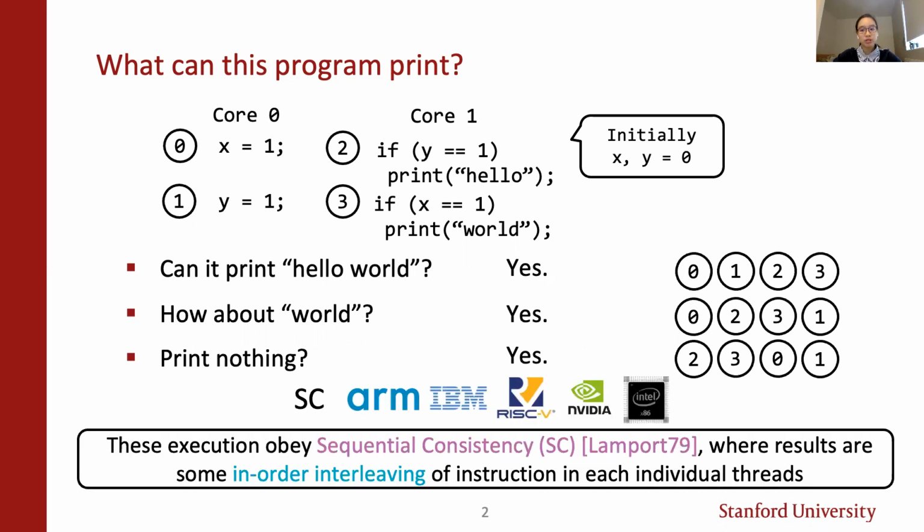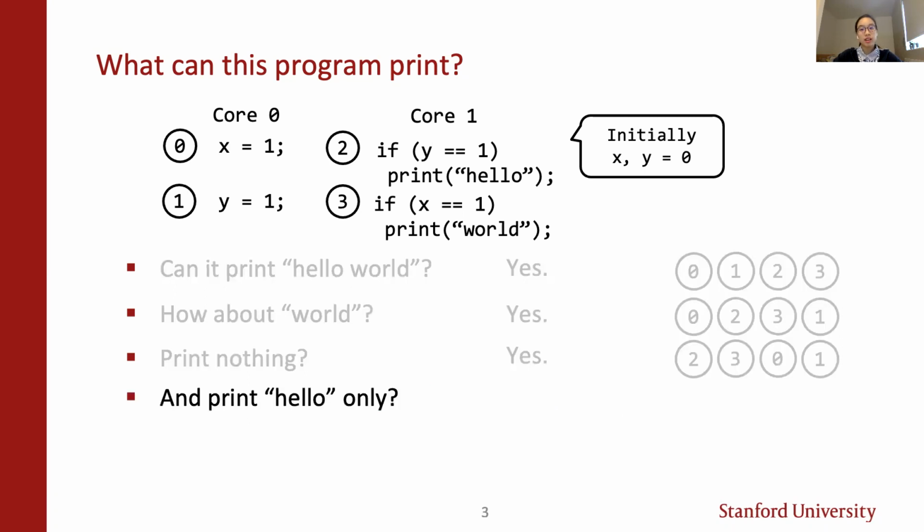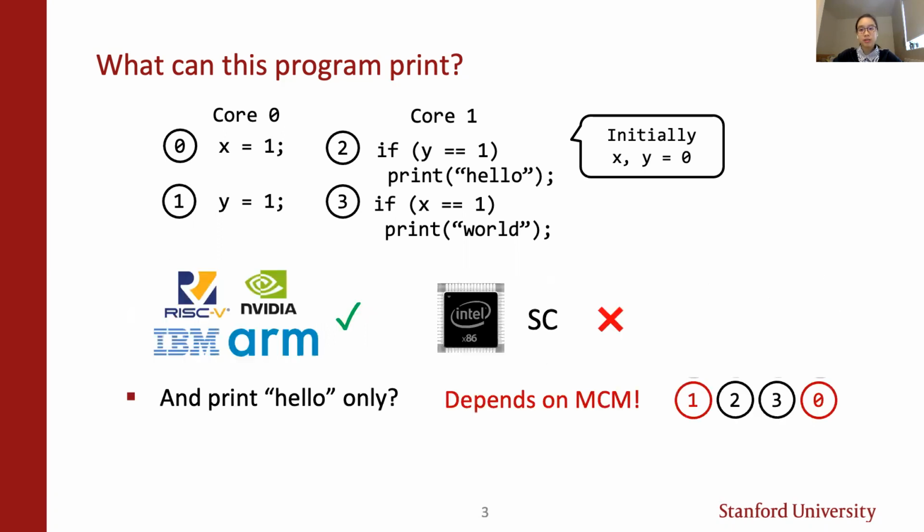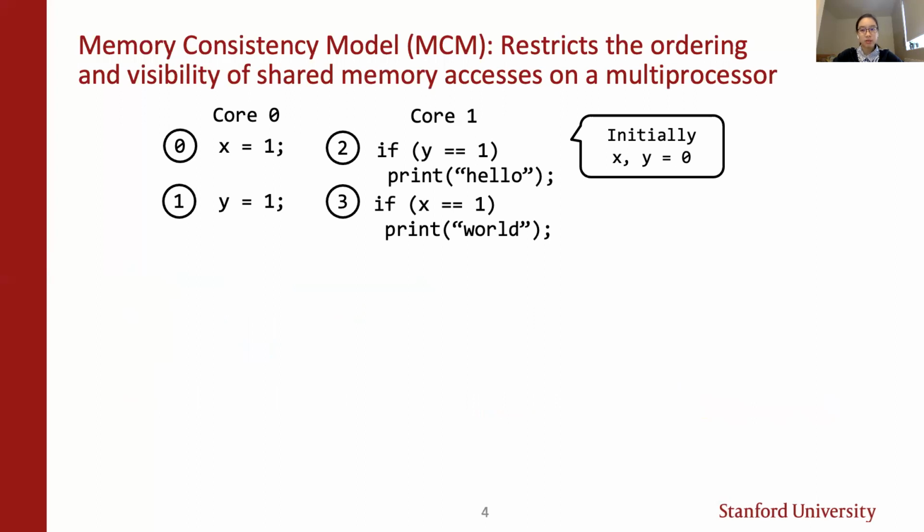This execution obeys sequential consistency, which requires the outcome of a parallel program to be some in-order interleaving of instructions from program threads. Let's consider a counterintuitive result. Can the program print hello only? This depends on the memory consistency model, or MCM, of the hardware on which the program is run. For example, MCMs on the left, such as the ARM memory model, permit such a result while x86 TSO and SC on the right don't. In this example, the MCM of the hardware on which the program is run ultimately decides what the program will print. More generally, MCMs restrict the ordering and visibility of shared memory accesses on a multiprocessor, and therefore the outcome of a program.